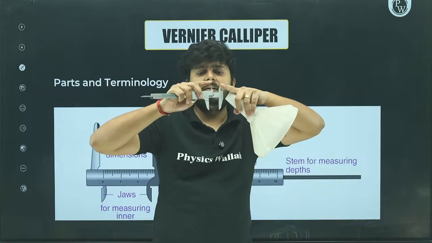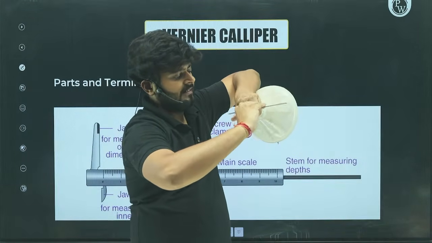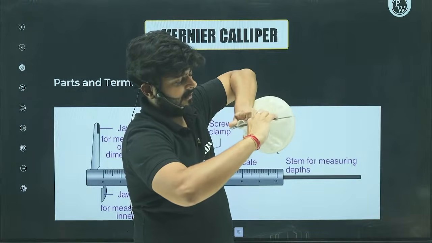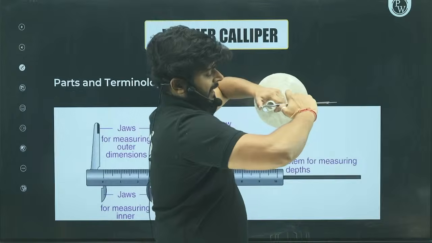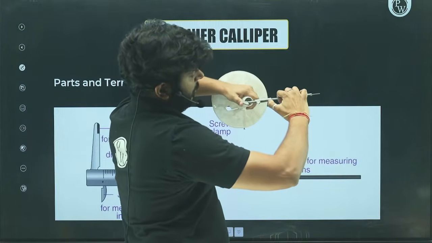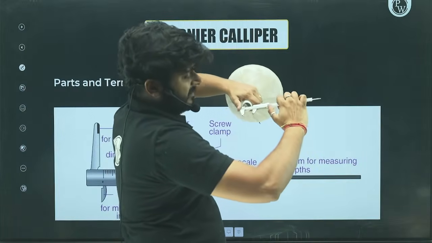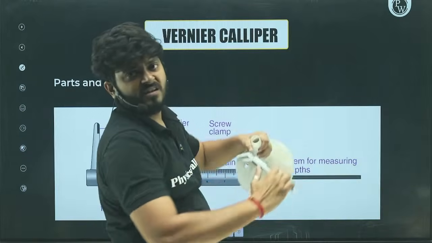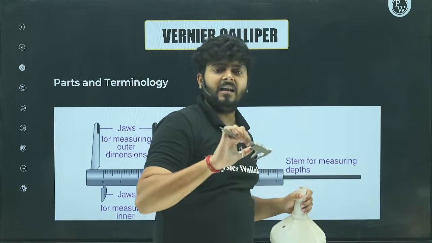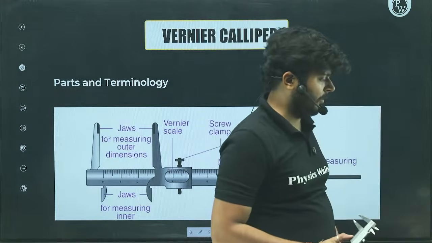These jaws on top of it, I have these jaws. So what I'll do is, I'll insert these jaws inside, and then I'll simply extend it like this, right? So this is how I will be measuring the inner diameter. So you see that this is a very versatile instrument. I can measure the inner diameter, I can measure the external diameter, right? And another thing, I can also measure the depth.